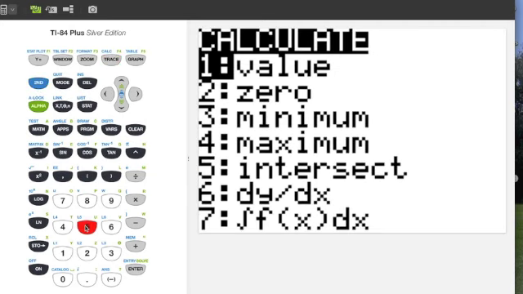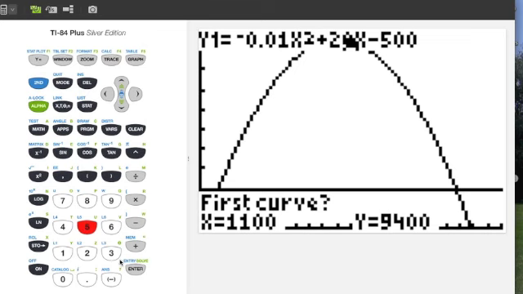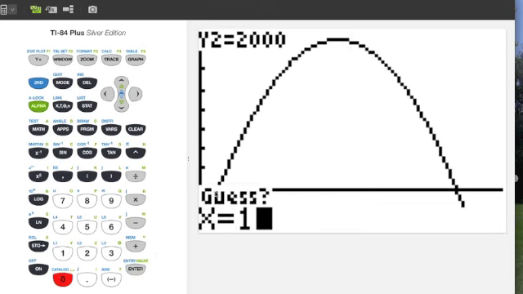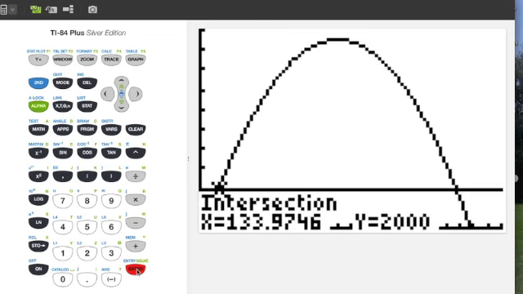We want to find the intersection, option 5. And if we just press enter, and somewhere over here, I'm going to say 100. It's going to be my guess. Enter. It's at 133.97, so 134 will give us a profit of 2,000.